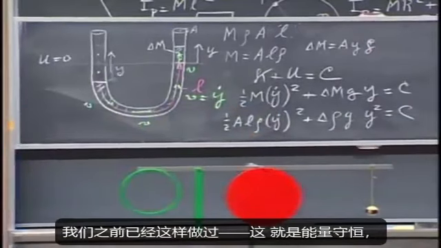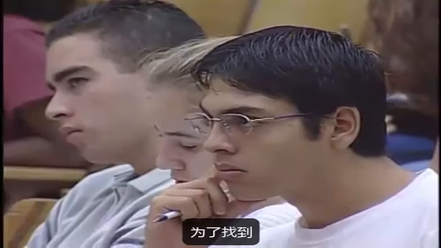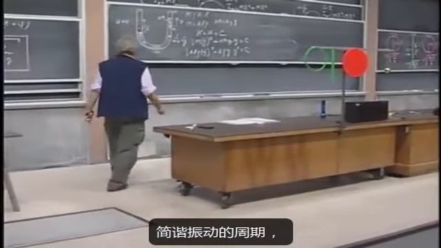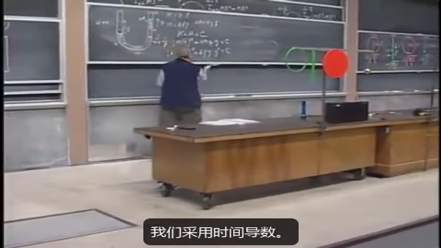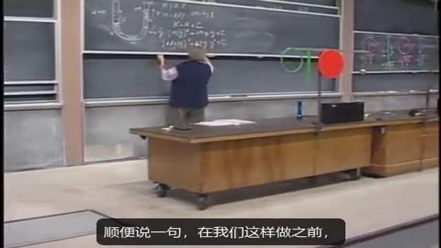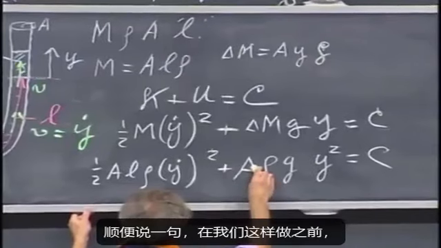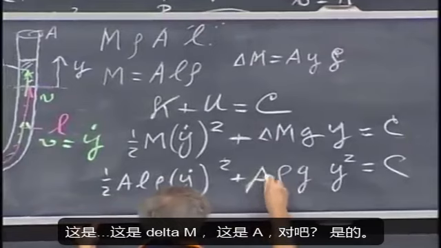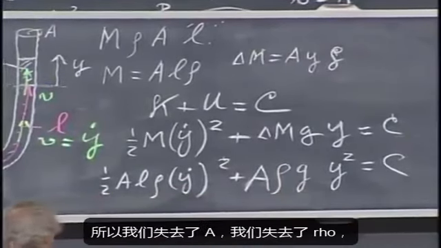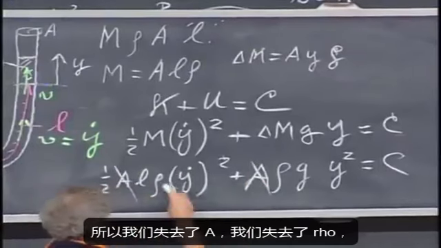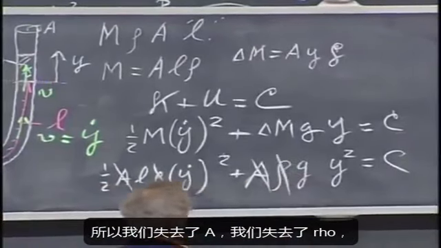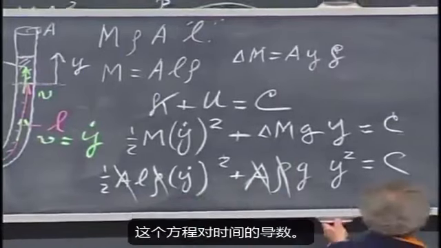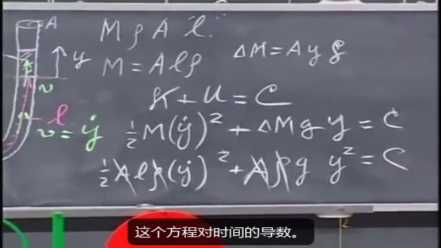We've done this before. This is the conservation of energy, and in order to find the period of the simple harmonic oscillation, we take the time derivative. By the way, before we do that, this was delta m, and this is an a, right? Yeah, a, rho, that's it. So we lose a, we lose rho, and we continue with what we have. And so we're going to take the derivative versus time of this equation.